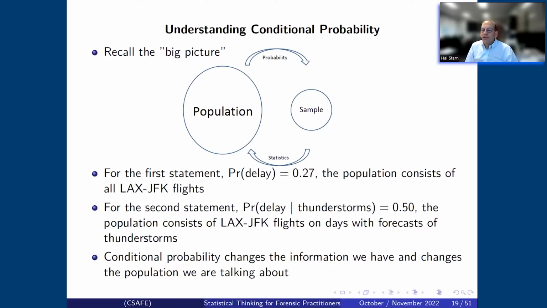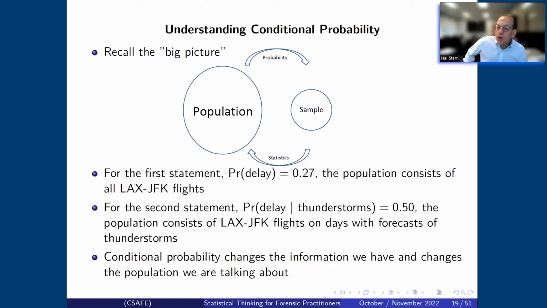When we talk about conditional probability, what we're doing is saying, I'm not interested in all of those flights that went from LA to JFK. I'm only interested in the flights that happened on days when there was a forecast for a rain shower. So that is a subpopulation. That's taking a subset of the population and saying, don't worry about the whole population, only work on the subset that happened on days with forecasts of rain showers, and tell me what fraction of those were delayed.